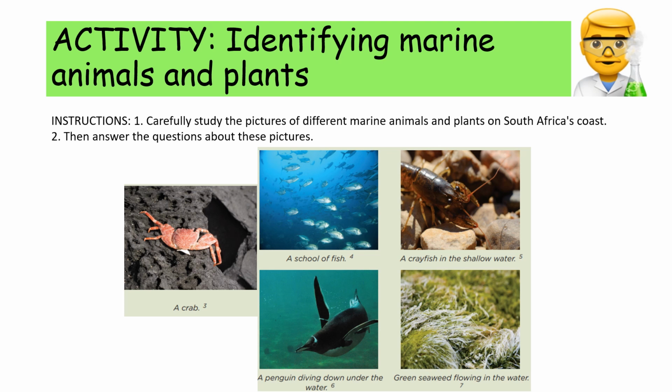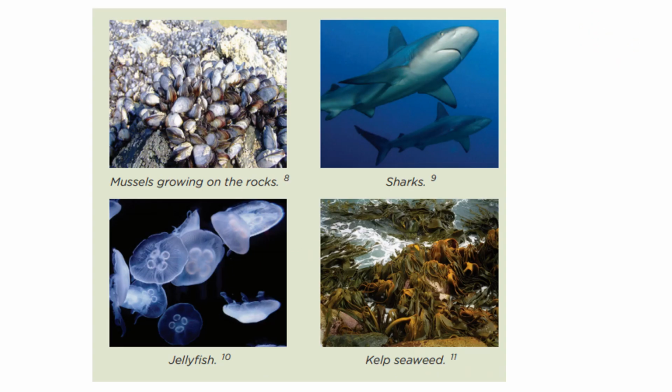Have a look at this activity. Identify marine animals and plants. The instructions are: carefully study the pictures of different marine animals and plants on South Africa's coast, and then answer the questions about these pictures. There's a crab, there's a school of fish, there's a crayfish, penguin, and green seaweed in the pictures. The next group of pictures have mussels in it, sharks, jellyfish, and a kelp seaweed.